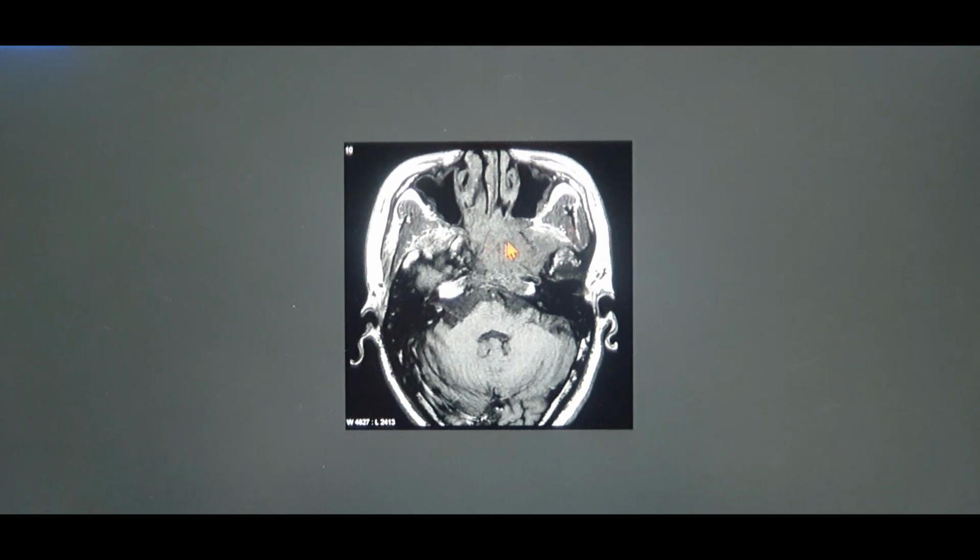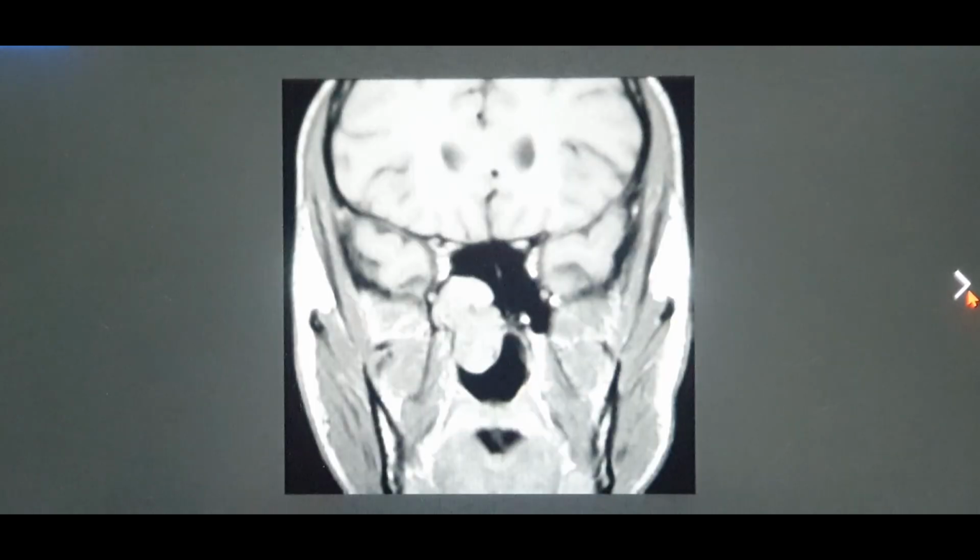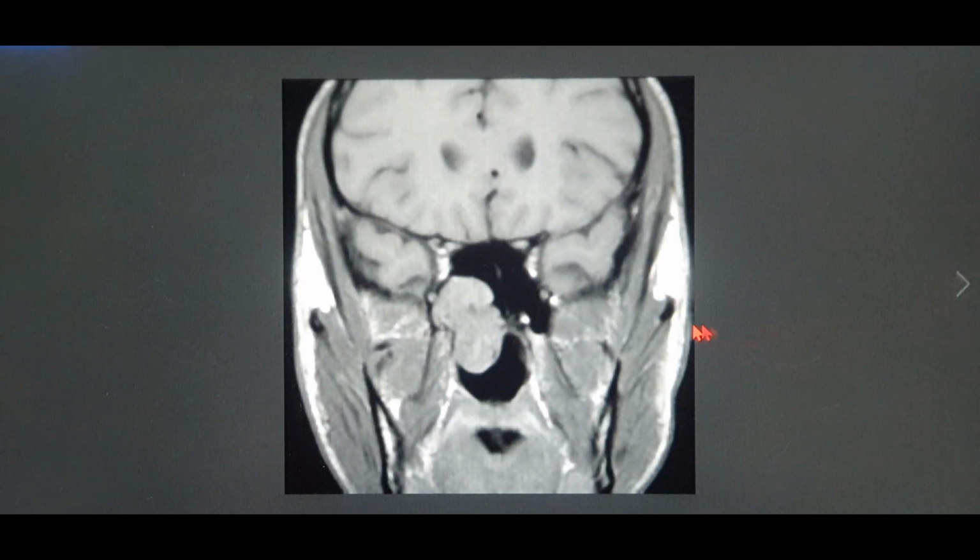This is a T1. You can see the tumor over here. That's the T1 scan. That's the tumor over here. And this is yet one more photograph of the T1 scan, a normal T1 scan.